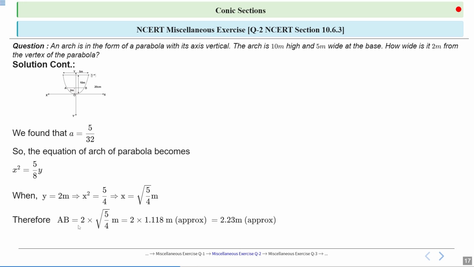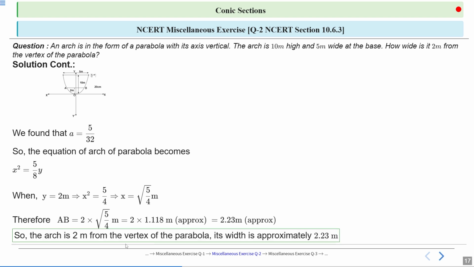Therefore, AB is equal to 2 times square root of 5 by 4 meter, and here square root of 5 by 4 is approximately equal to 1.118 meter. So AB is equal to 2 times 1.118 meter, and this is equal to 2.23 meter approximately. So the arch is 2 meters from the vertex of the parabola. Its width is approximately 2.23 meter.